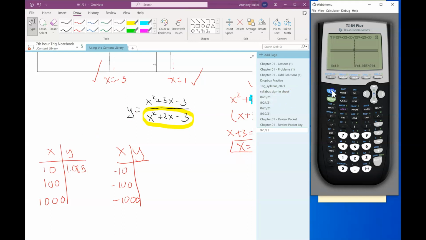And then I'm just going to repeat that now for 100. So here I have 1.009. And then 1,000. Here I have 1.0009.